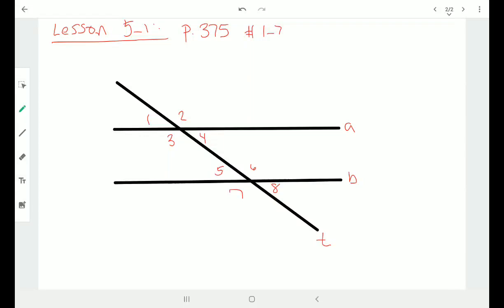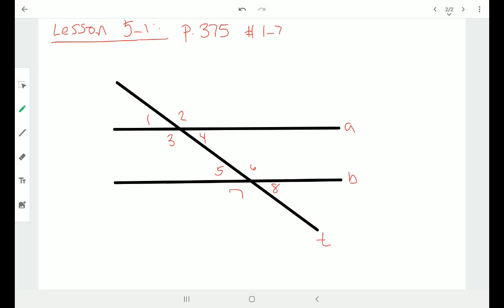Everybody. Today's video is over lesson 5-1, and your assignment was on page 375, numbers 1 through 7. But before we get into the assignment, we need to do some background, learn some vocab, and understand what some of these different things mean. So today's assignment really talks about lines and angles, and more specifically looking at when we have two parallel lines and they're cut by what we call a transversal.